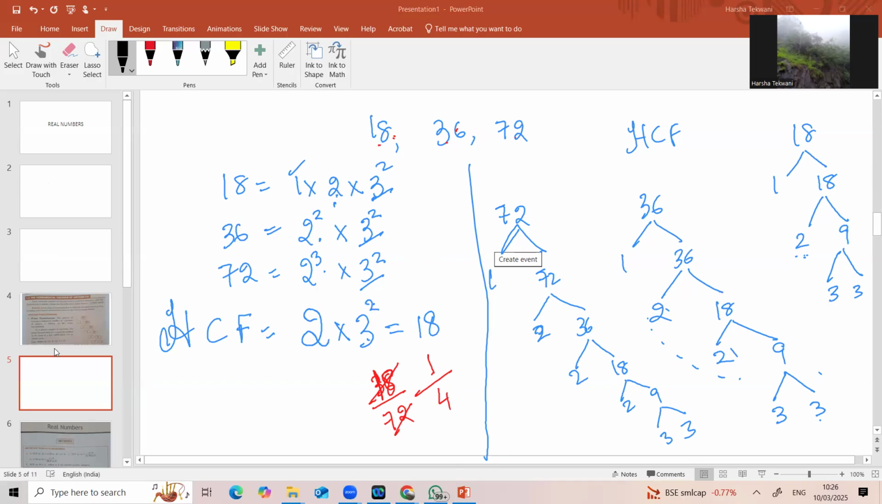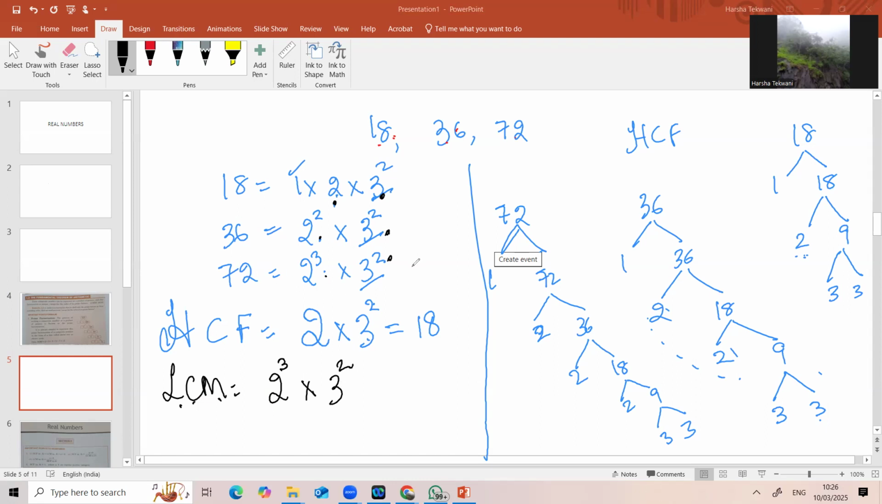Now let's talk about the concept of LCM. For LCM, what we do is take the highest power. For example, amongst 2 square and 2 cube, I must take 2 cube out, least common multiple. And 3 square, 3 square, 3 square, that's the highest power. Let's say we had one more number, let's say 5. We would have invited Mr. 5 also.